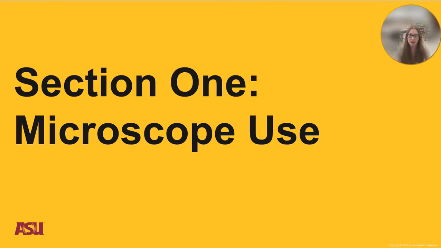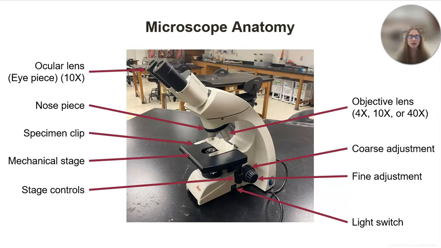This is going to be microscope use. We're going to talk about the anatomy of the microscope, the different components of it, and how you use them. So first up here we have one of our lab microscopes, and there are several parts of the microscope that are important for you to be comfortable with.